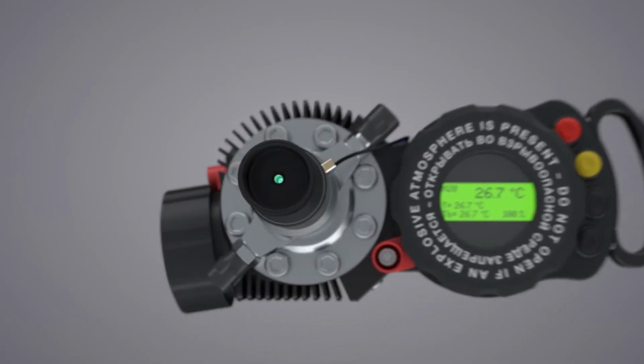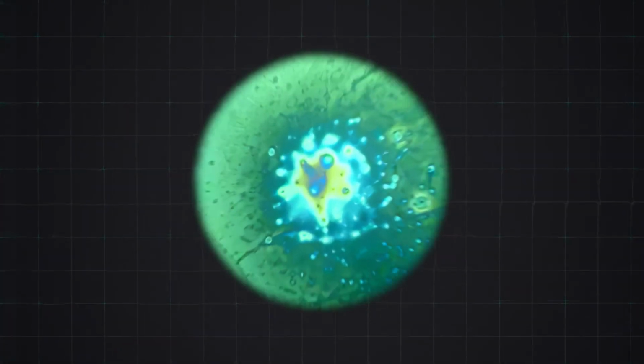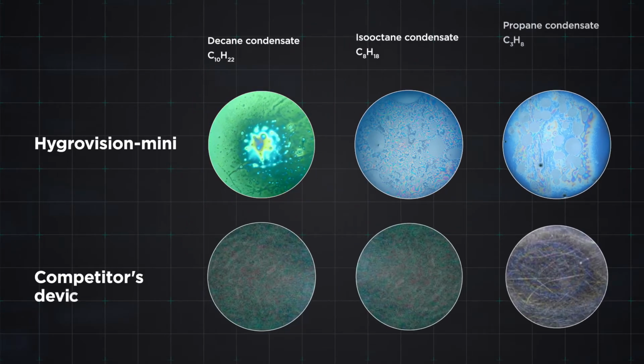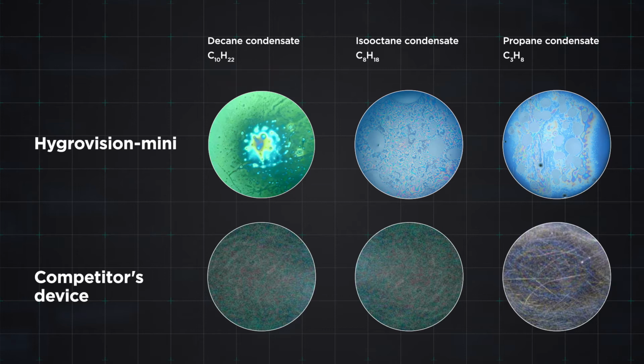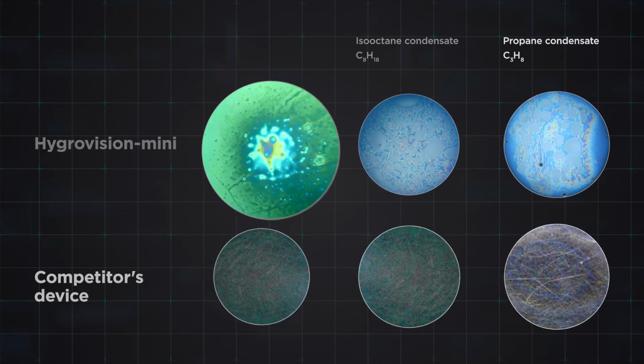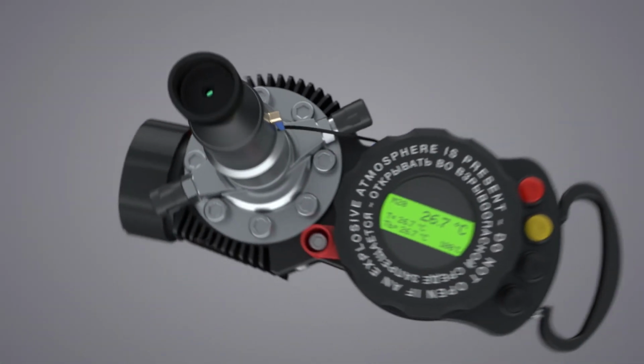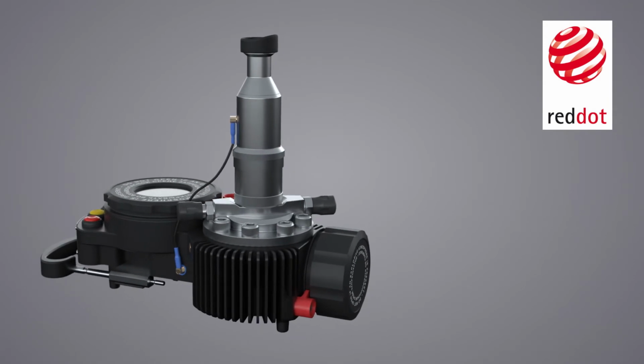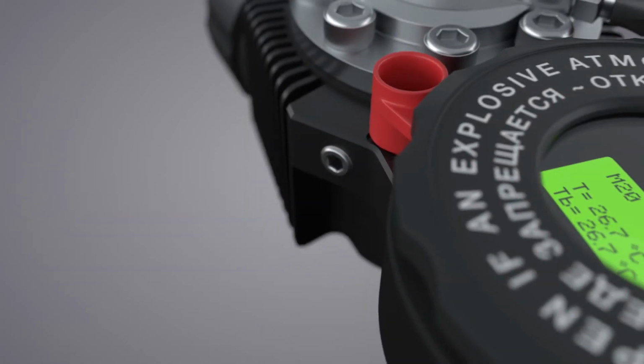The advantages of including vertical lighting in the visual registration system become apparent when comparison is made to the simple dew-point testers offered by competing manufacturers. For example, when the mirror is supercooled by 1 to 2 degrees Celsius in relation to a given dew point. In 2015, the Hygrovision-mini was awarded the prestigious Red Dot Award in the category of industrial design.